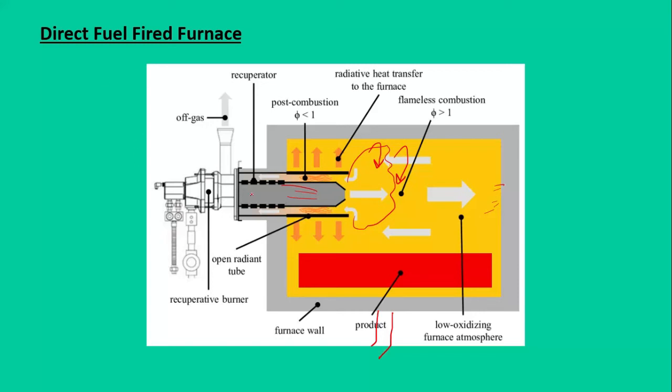As the name suggests, the fuel is in direct contact with the material. That's why it is a direct fuel fired furnace. The common materials melted using this furnace include copper and aluminum based alloys.